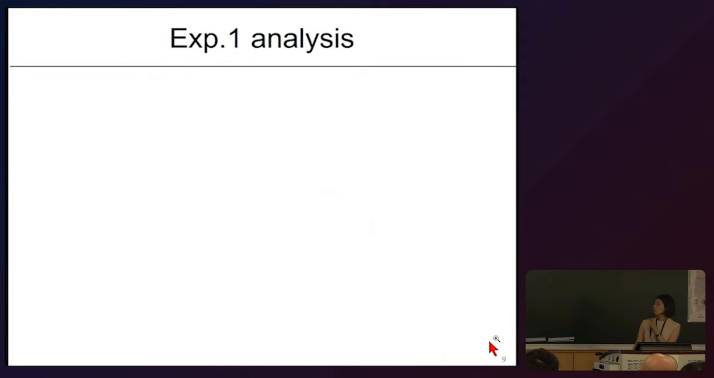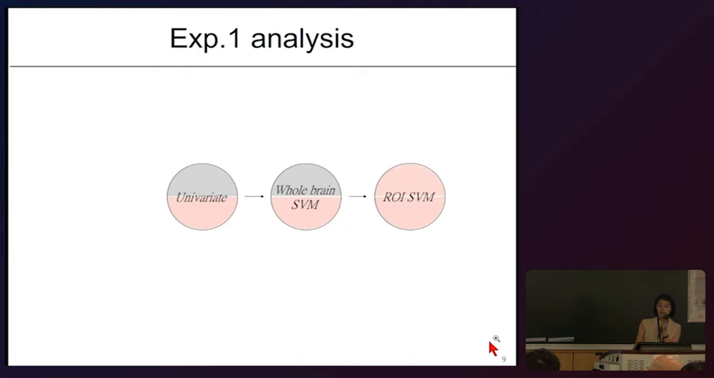Let's talk more about analysis. During experiment one, basically we've done univariate analysis and decoding. I thought I missed some slides here, and this is not the latest version that I have. But anyway, I was explaining our analytical pipeline. In experiment one, we've done univariate, decoding, and ROI decoding. And our data from the conscious and unconscious conditions were always analyzed separately.